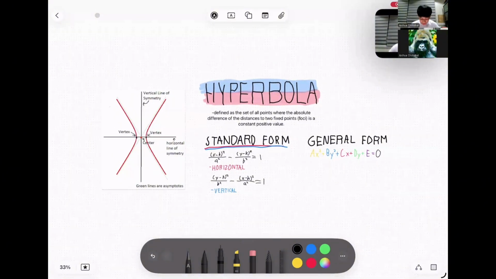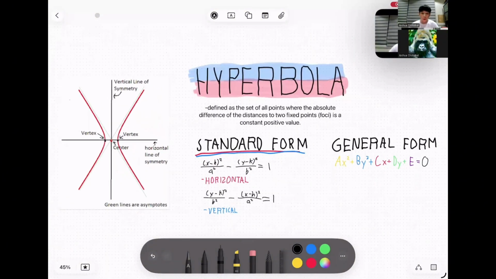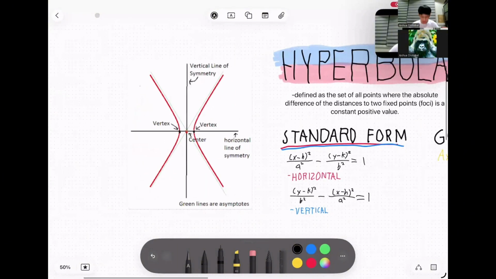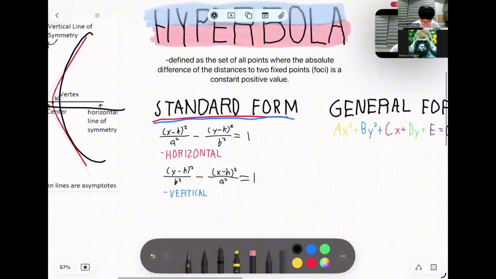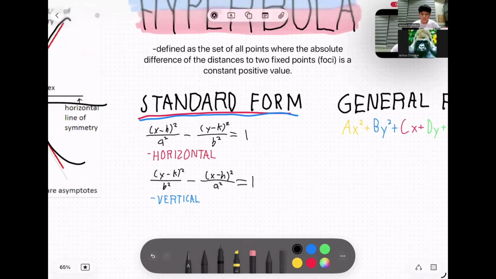A hyperbola is a conic section defined as a set of all points where the absolute difference of the distance to two fixed points, being the foci, is a constant positive value. Here is an illustration of a hyperbola, so you could get an idea of what I'm talking about. This is an example of a horizontal hyperbola, because you can see that the two figures are located on the horizontal axis. The standard form of a hyperbola.